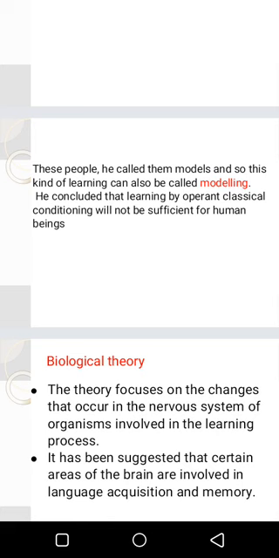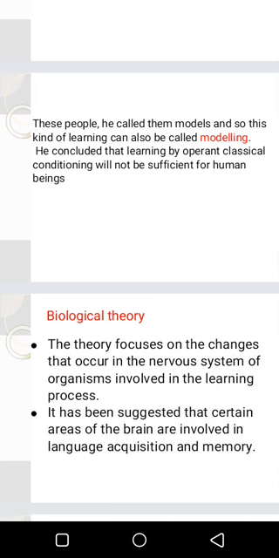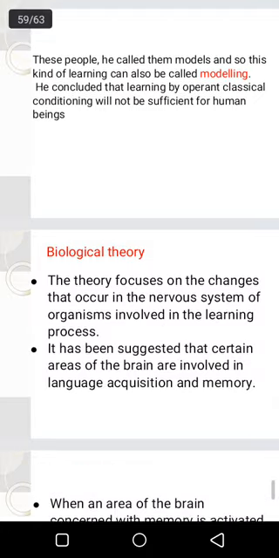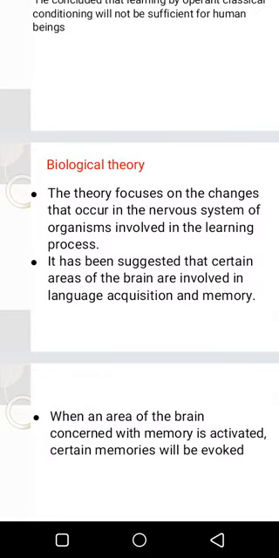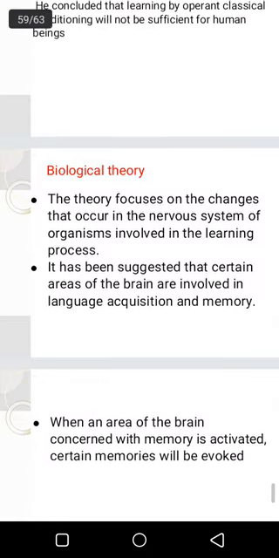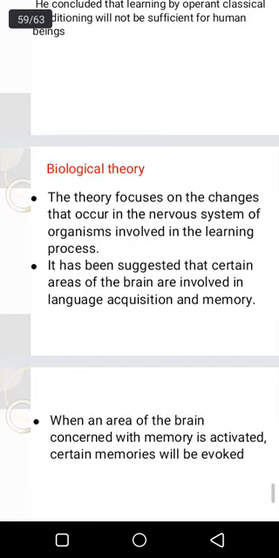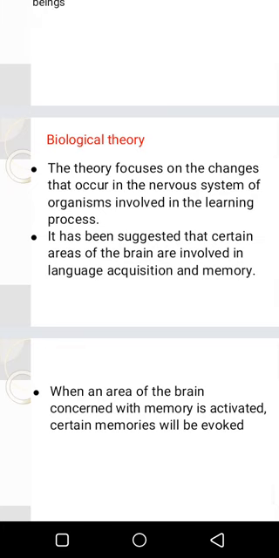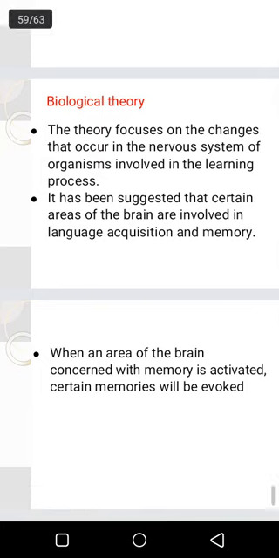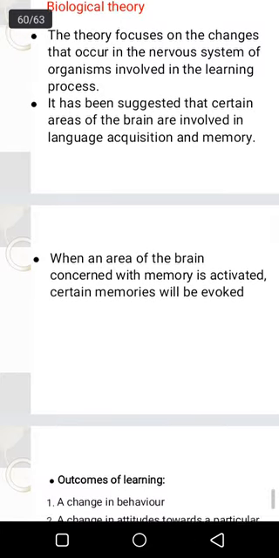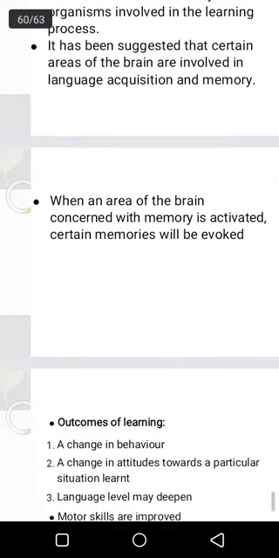We also have the biological theory, which is the last theory. The biological theory focuses on the changes that occur in the nervous system of organisms involved in the learning process. It has been suggested that certain areas of the brain are involved in language acquisition and memory. When an area of the brain concerned with memory is activated, certain memories will be evoked.